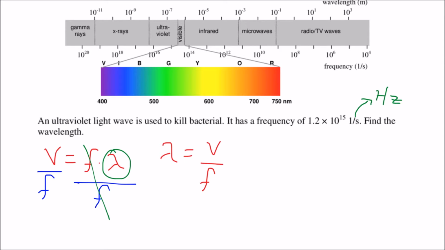Alright, cool. Now, one thing we do need to talk about here is they want to know the wavelength, and we know what the frequency is because it's right here, but we don't know what the speed is yet, and that means we've got 2 unknowns in the problem, and you can't solve it if you've got 2 unknowns. So we need to talk about what the speed is.